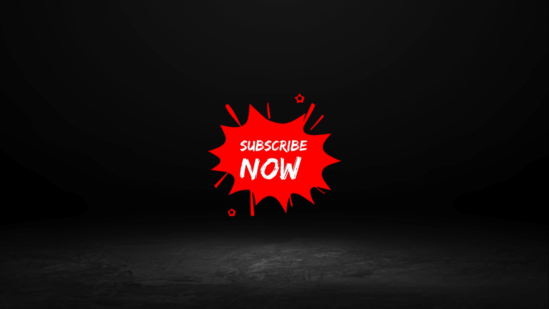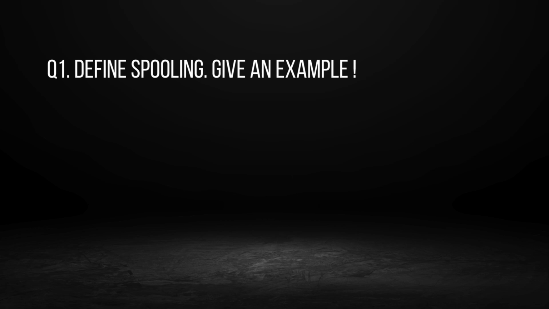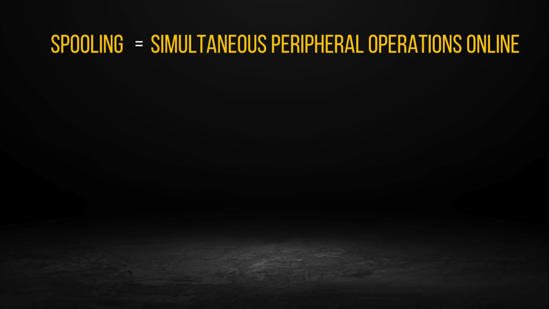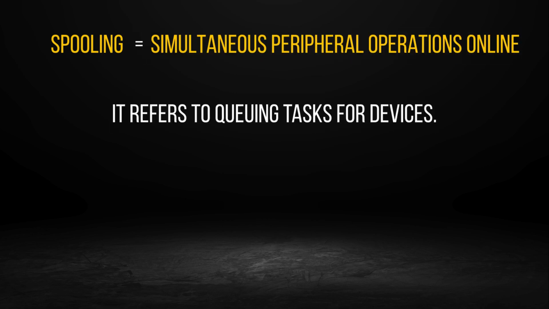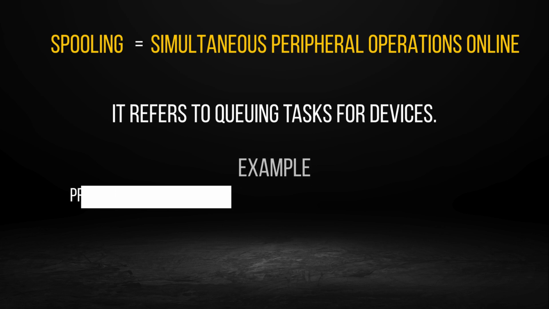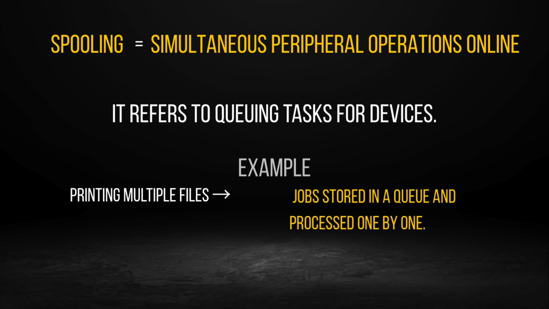Now question 1. Define spooling with an example. Pause the video, think about it. Alright, let's solve. Spooling means queuing tasks for devices. Example: printing many files at once. The operating system lines them up in memory and feeds them one by one to the printer.